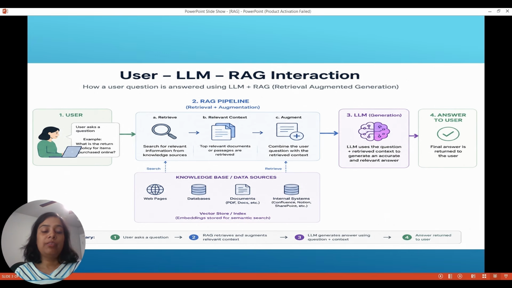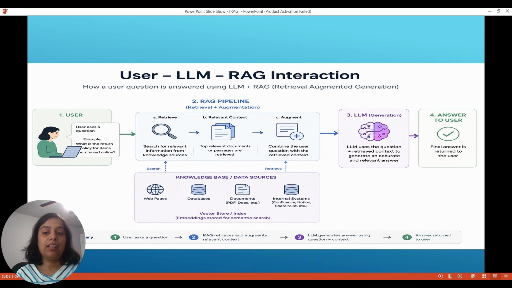Now, after that, it searches for the relevant documents or passages, and that is being retrieved. After that, augmentation happens, where the user question is combined with the retrieved context. Once the augmentation is done, the information is fed to the LLM for generation. Now, the LLM uses the question plus the retrieved context and it generates an answer that is relevant and that is accurate.